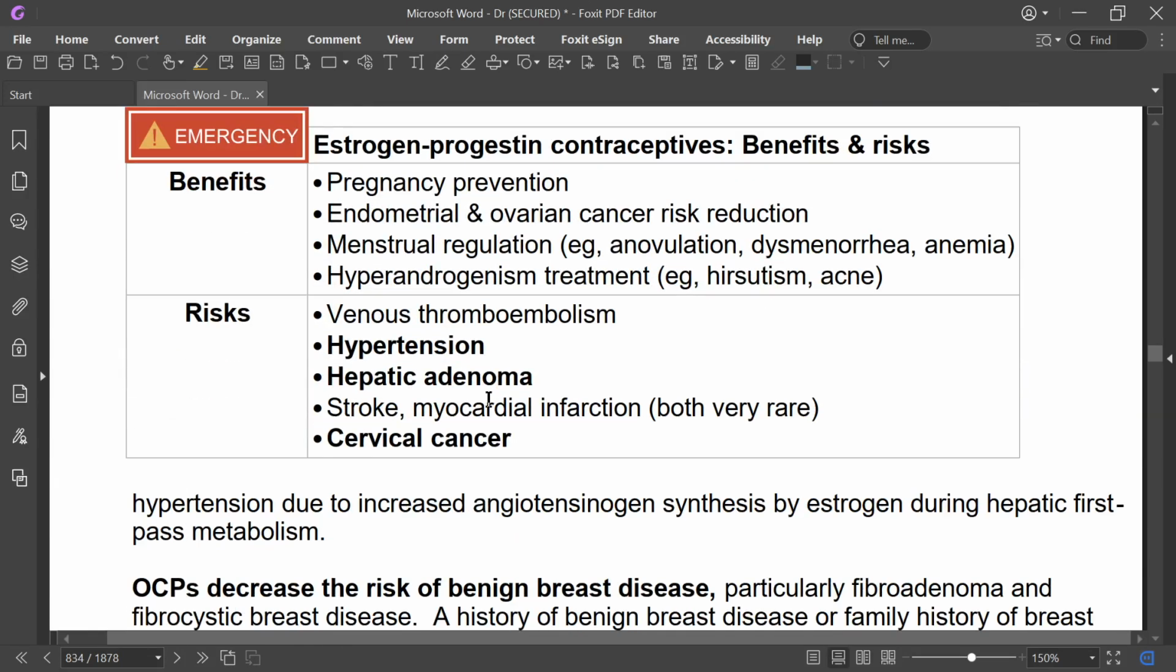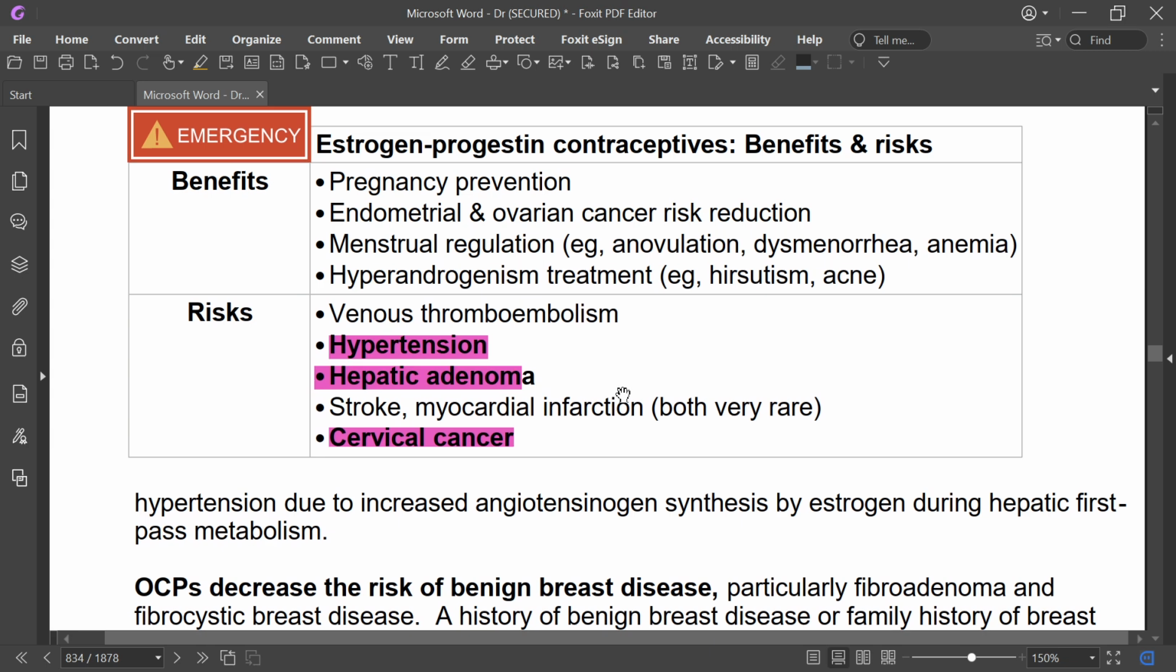Now, estrogen, progesterone contraception benefits and risks. Risks are very important: venous thromboembolism, hypertension, hepatic adenoma, stroke, MI, and cervical cancer. These are the risks for estrogen, progesterone contraceptives.